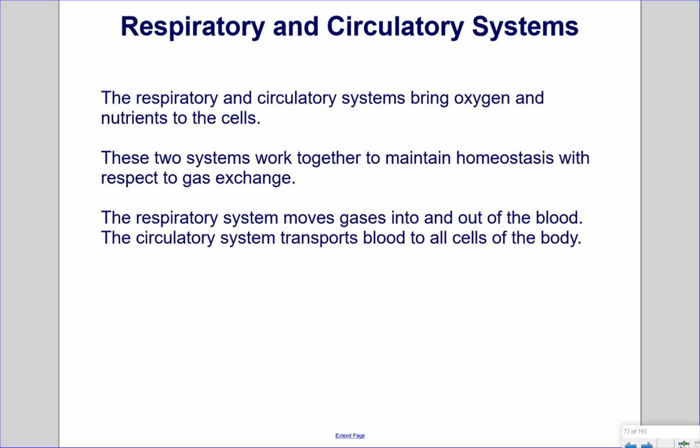Respiratory and circulatory systems. The respiratory and circulatory systems bring oxygen and nutrients to the cells. These two systems work together to maintain homeostasis with respect to gas exchange. The respiratory system moves gases into and out of the blood, and the circulatory system transports blood to all cells of the body.